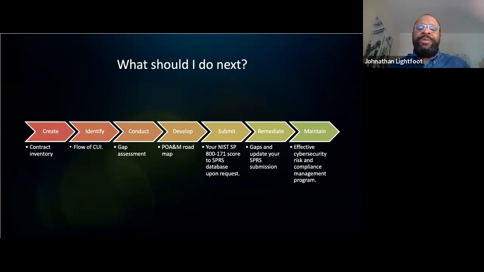From there, you can develop what your POAM roadmap is going to look like. So like I said in an earlier slide, picking my battles, right? Which ones are we going to handle first? Which ones are we going to handle second? And what's our timeline going to be on that?